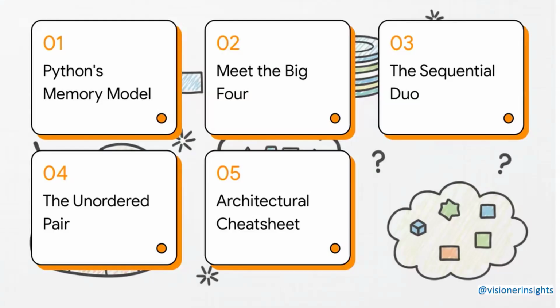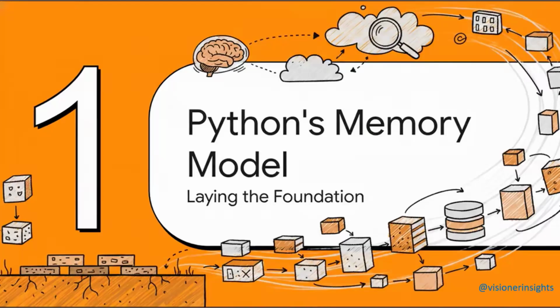We're going to start with how Python actually thinks about memory. Super important stuff. Then we'll meet our big 4 containers, we'll break them down into 2 pairs, the ones that care about order and the ones that don't, and we'll wrap it all up with a killer cheat sheet to guide your decisions. Okay, first things first.